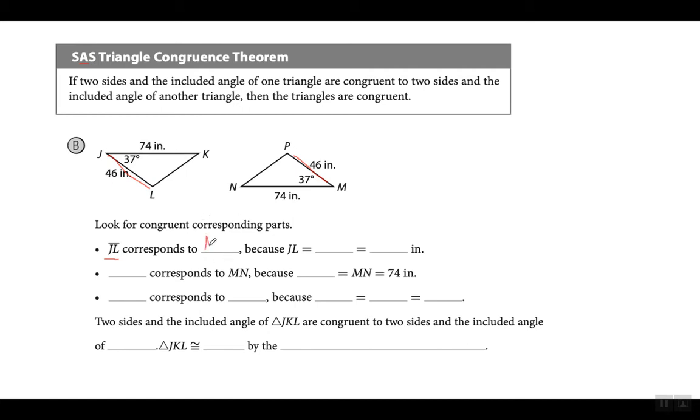All right, MP. Why in that order? Because notice that where the J starts is where the 37-degree angle is. So I'm going to do it the same way here. Where the M starts is where the 37-degree angle is. I'm going to write it in that order.